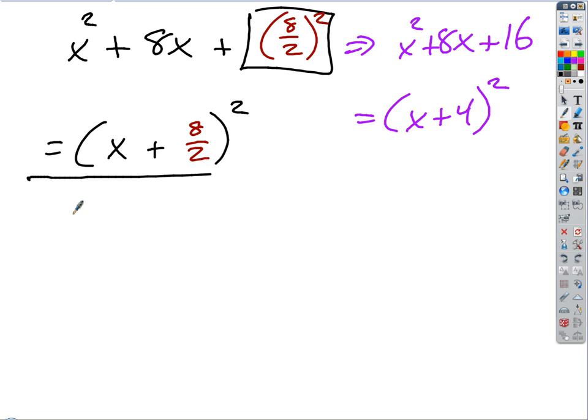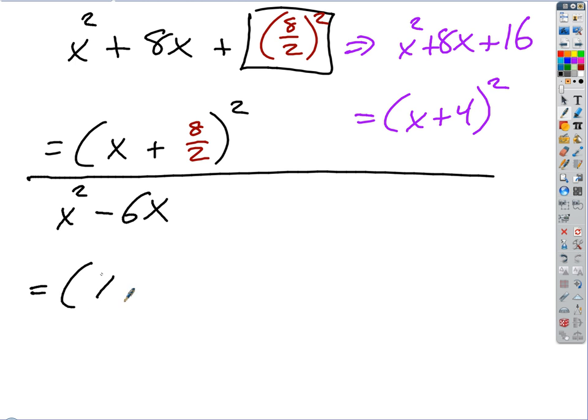Okay, so what if we had something like this? If we wanted to complete the square, we had x squared minus 6x, and I want to write that as x plus something squared. What's the magic number that I have to add?